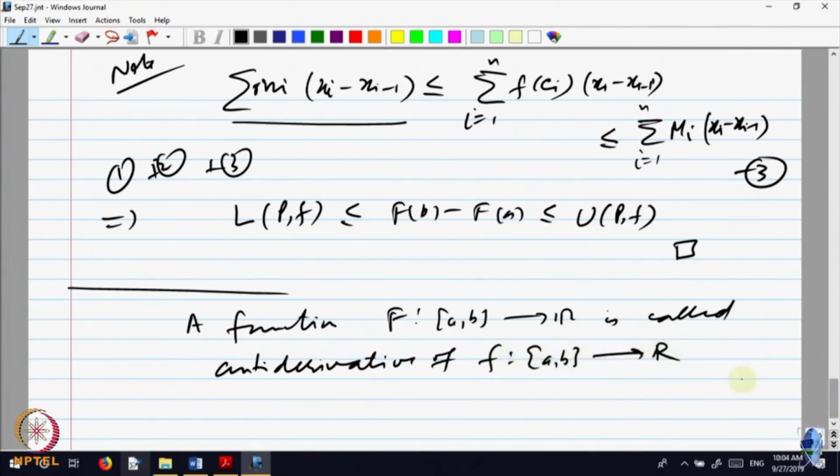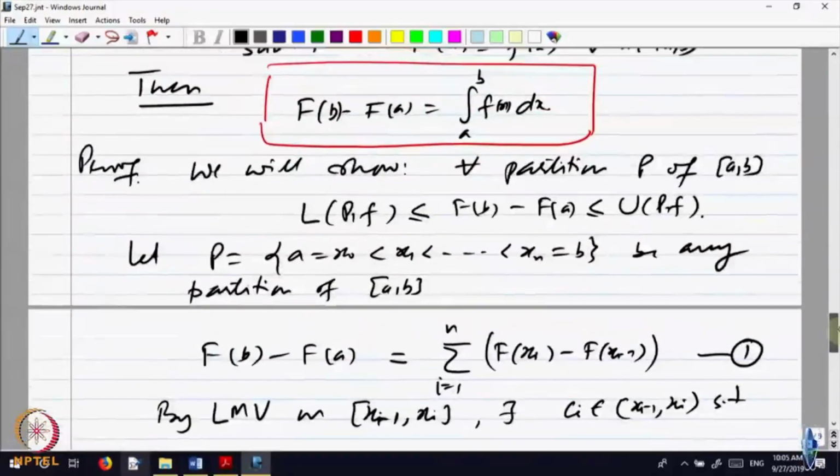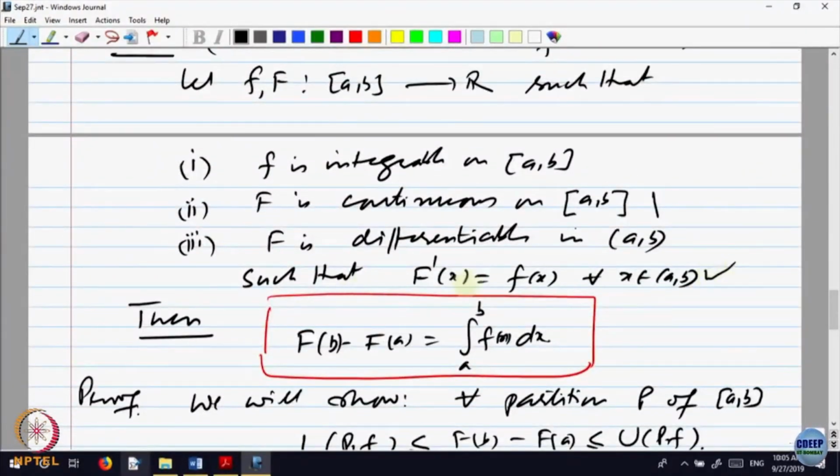So one introduces, if f dash of x is equal to f of x for every x belonging to AB, right? So that relation that we are saying here, one gives a name: capital F is the antiderivative of small f, okay? So the question arises, the fundamental theorem of calculus is applicable whenever there is an antiderivative for a function, right?